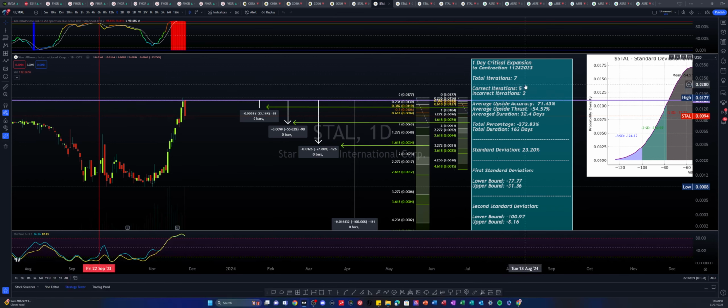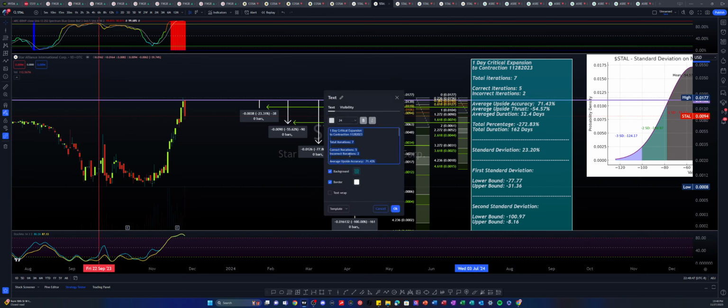So 5 of which were guessed correctly to the downside, right? So that gives us an average. Sorry about these, this was just kind of a copy paste so that I could save some time. But this time, it would be downside accuracy, right? So this would be the average breakdown. It wouldn't be an upside thrust, right? So this would be the breakdown, right? So you know what I mean, right?